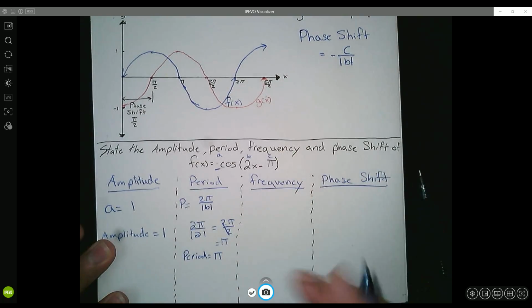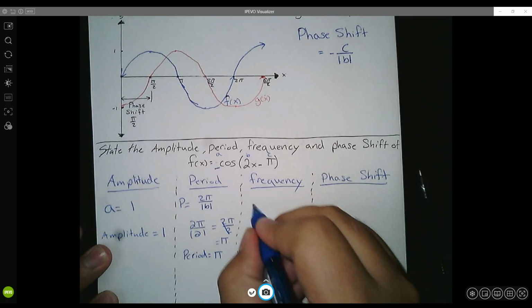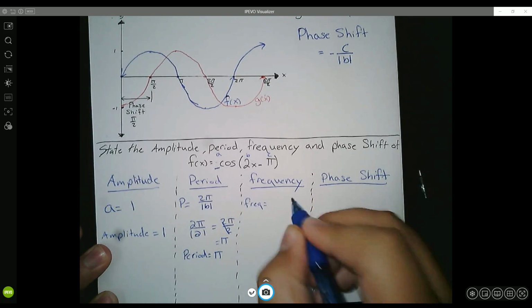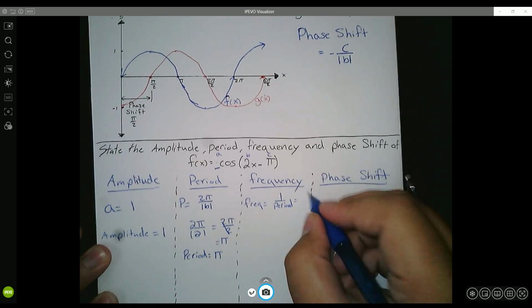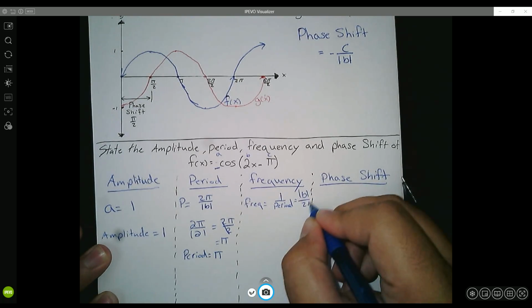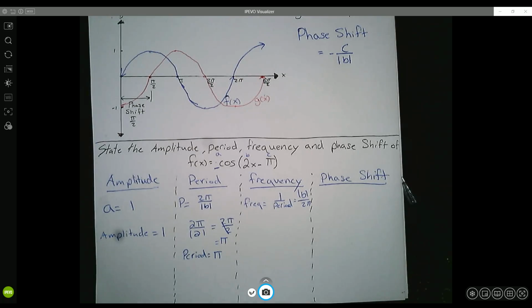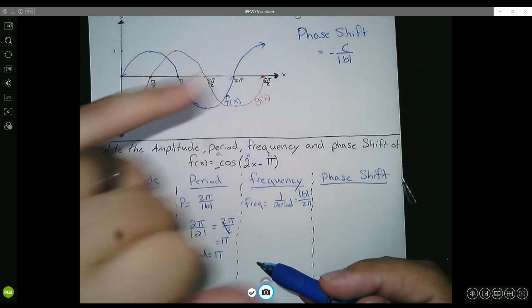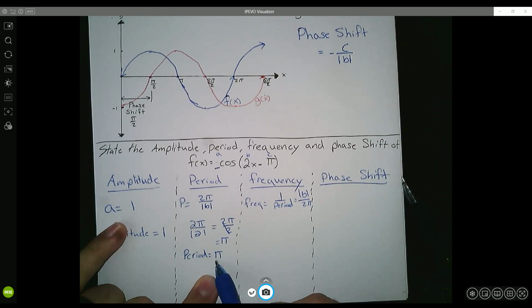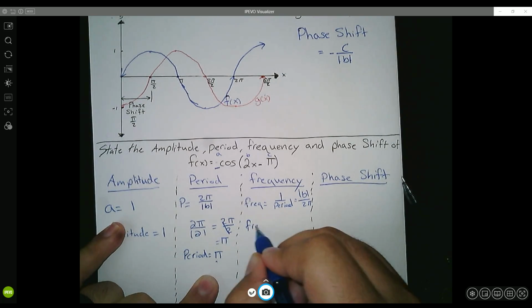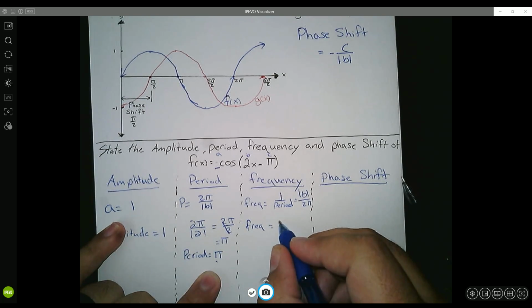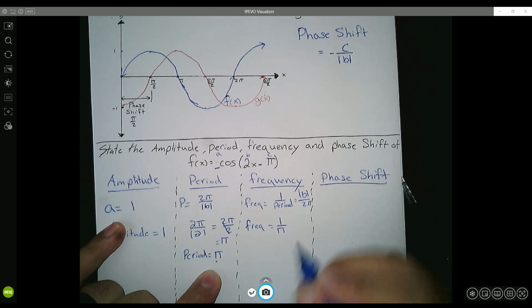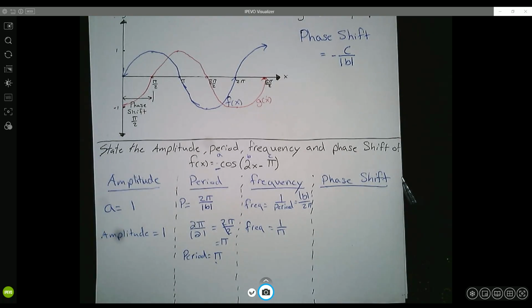Now for frequency, remember you have two different versions of frequency. We can say it's 1 over period, or we can say absolute value of b over 2 pi. For us, once you have your period, you don't need to do anything else other than just take it and flip it. Since the period is pi, the frequency is this but flipped. Instead of pi over 1, we can say 1 over pi. So now we have the frequency.